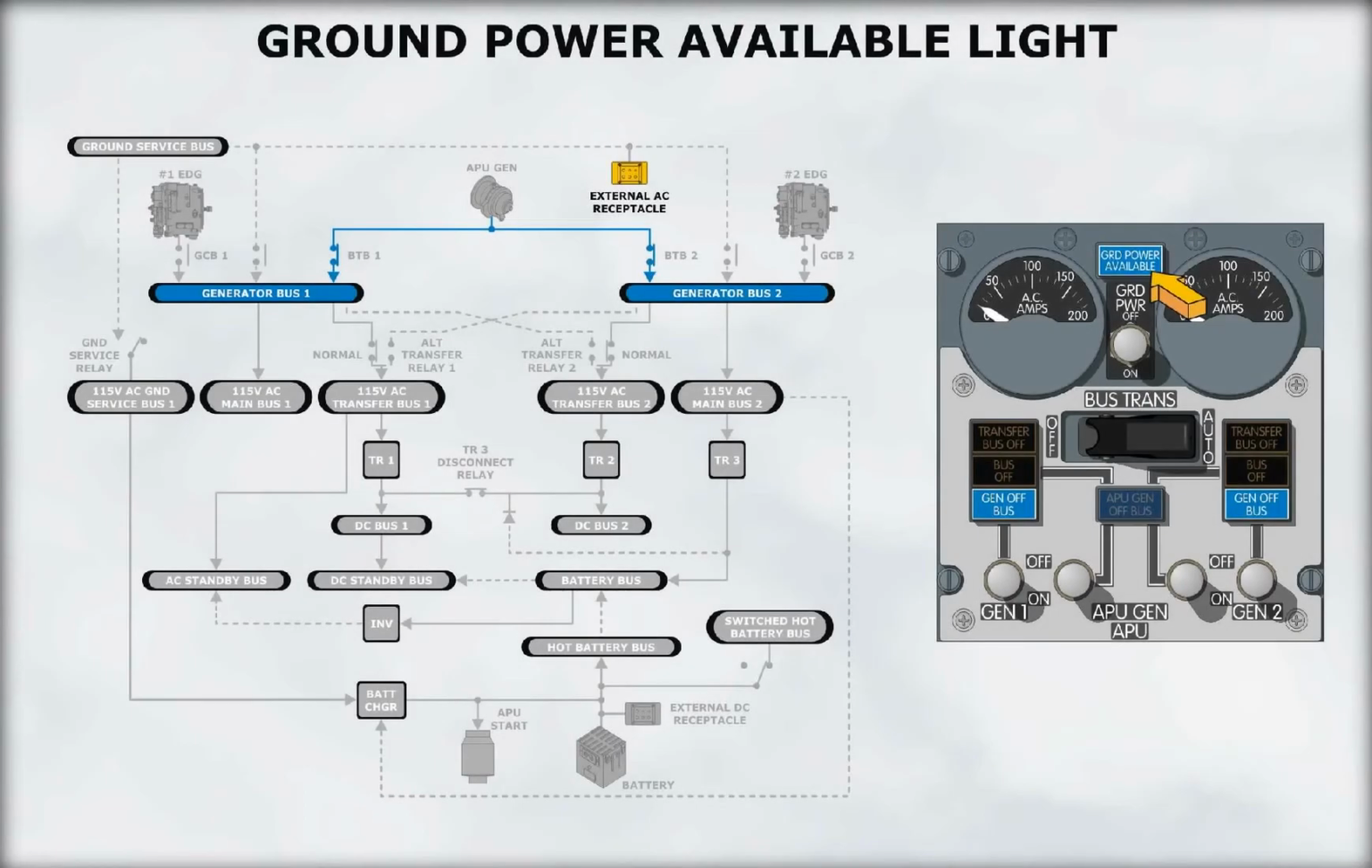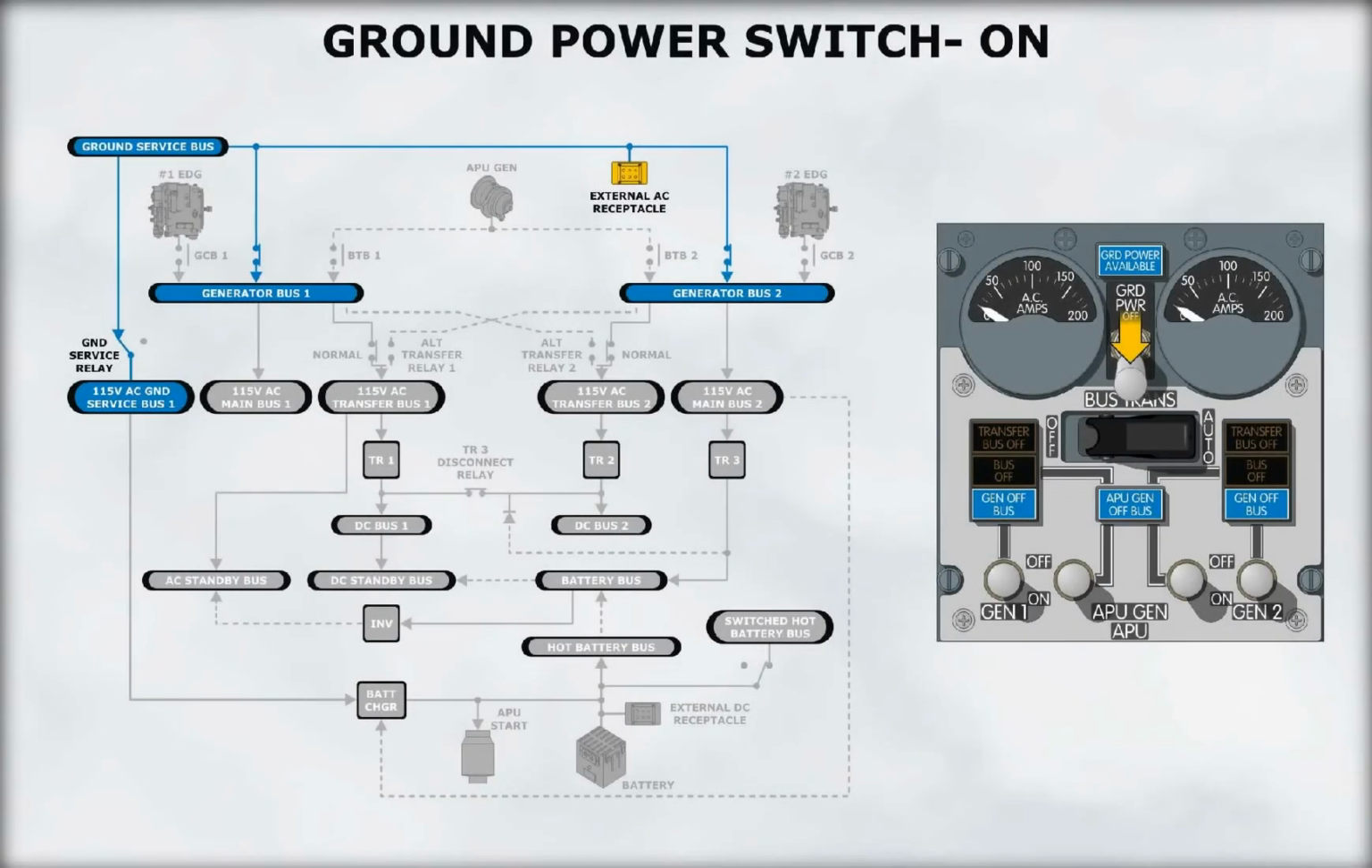Illumination of the ground power available light indicates that a GPU is plugged into the external AC receptacle. Note that the ground power available light does not indicate the ground power unit power is within limits. Placing the ground power switch to on connects external power to both generator buses.